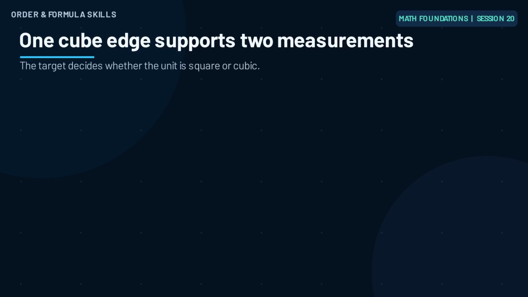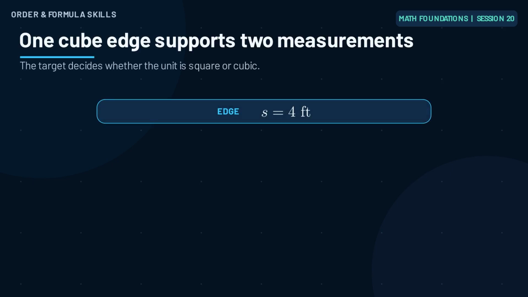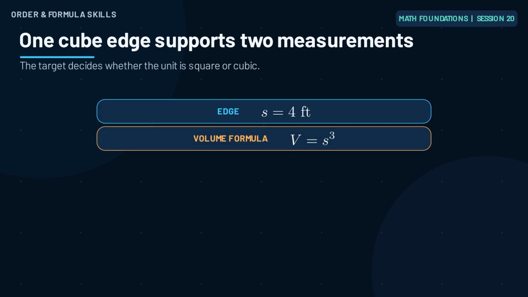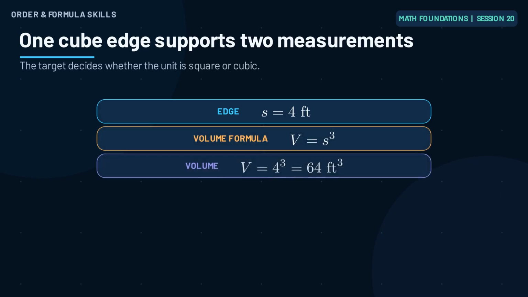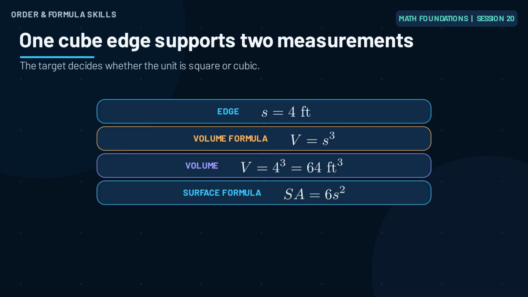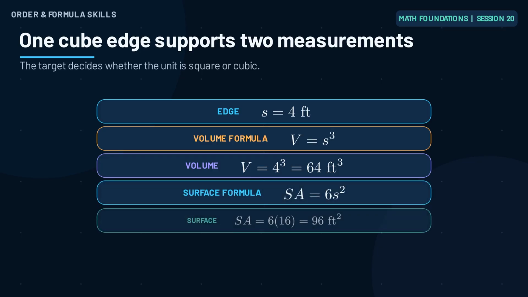A cube uses one edge length for every dimension and every face. Let the edge length be 4 feet. Volume equals side cubed. 4 cubed is 64 cubic feet. Surface area equals 6 side squared. 6 times 16 is 96 square feet.